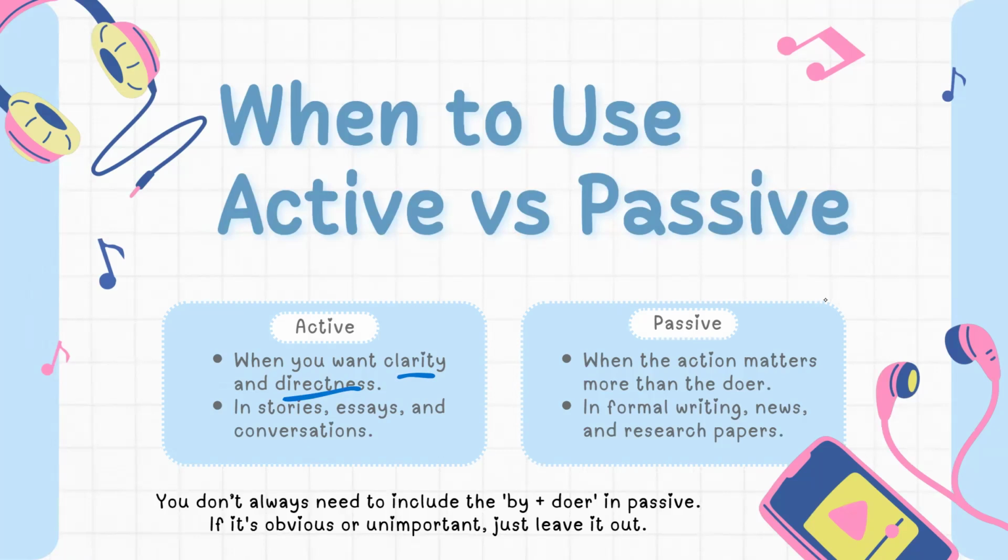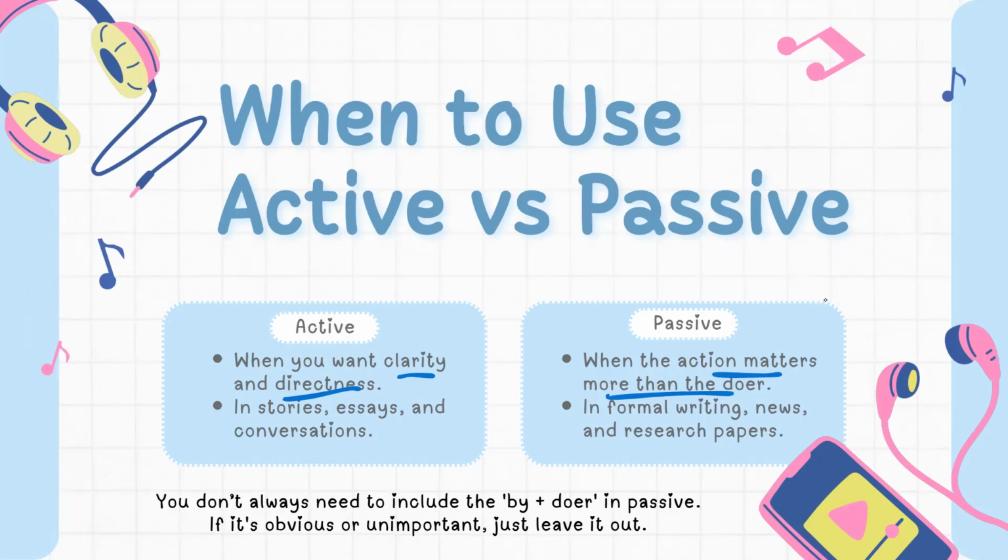Whereas, on the other hand, we are having passive voice, which is used when the action matters more than the doer because I'm not bothered about the person who is doing the action. Rather, I want much focus on the action which is done in the sentence. It is used in formal writing, newspaper articles, and research papers. Why? Because I need the content. Rather, I don't want who did the content or who is writing the content.